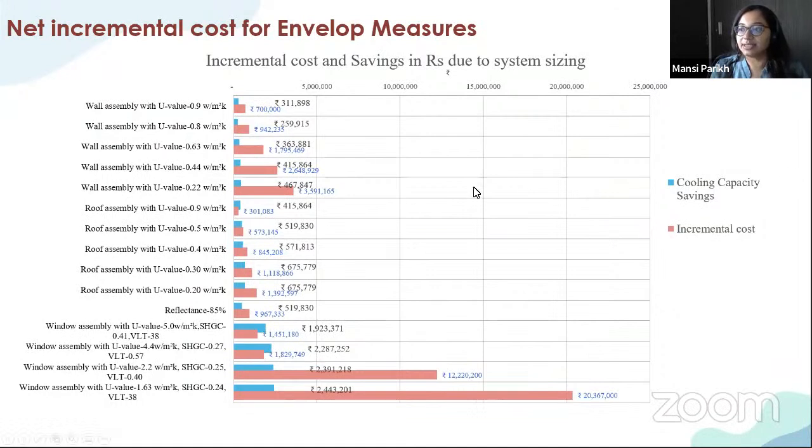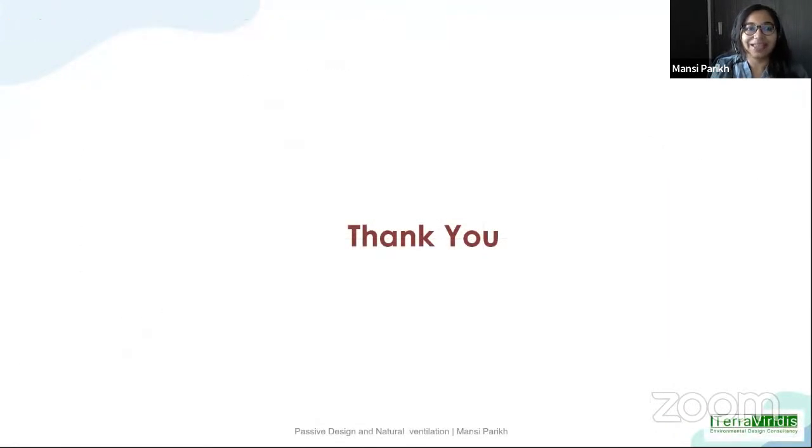Here, as you can see, for a typical wall assembly of 0.9 U value, the reduction in the cooling capacity saving is almost half as compared to the incremental cost. So this is how the calculation was done, and based on this, we evaluated and selected various assemblies of wall, roofs, and windows for this particular project. And here I would like to end my presentation.